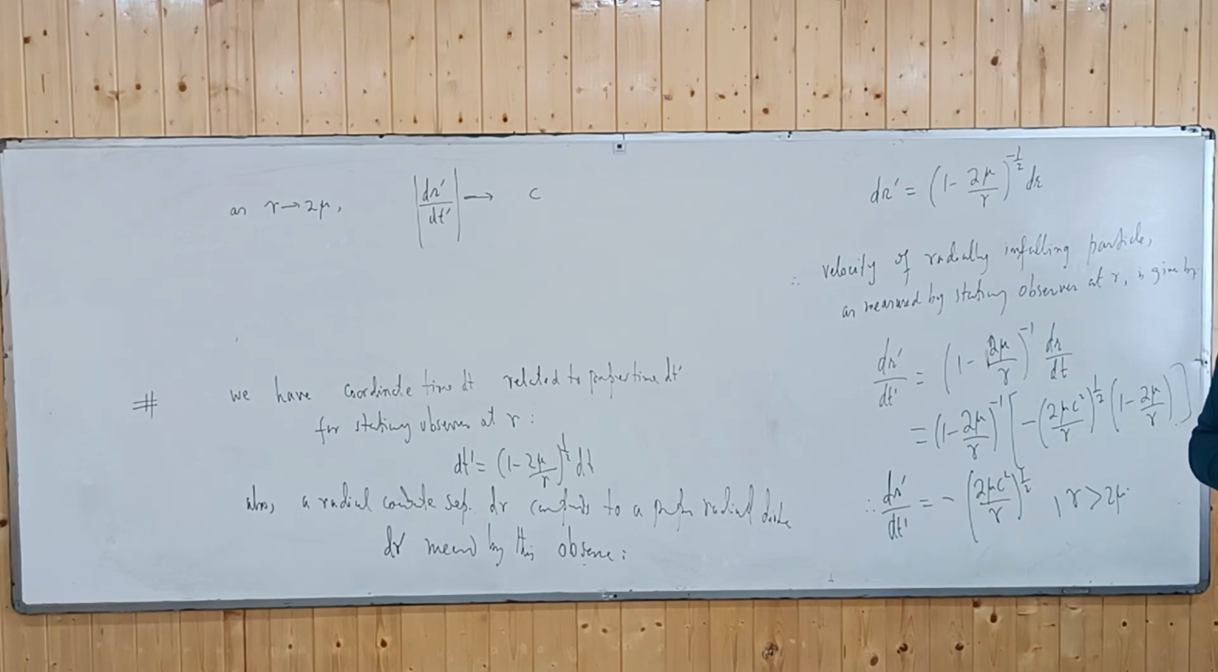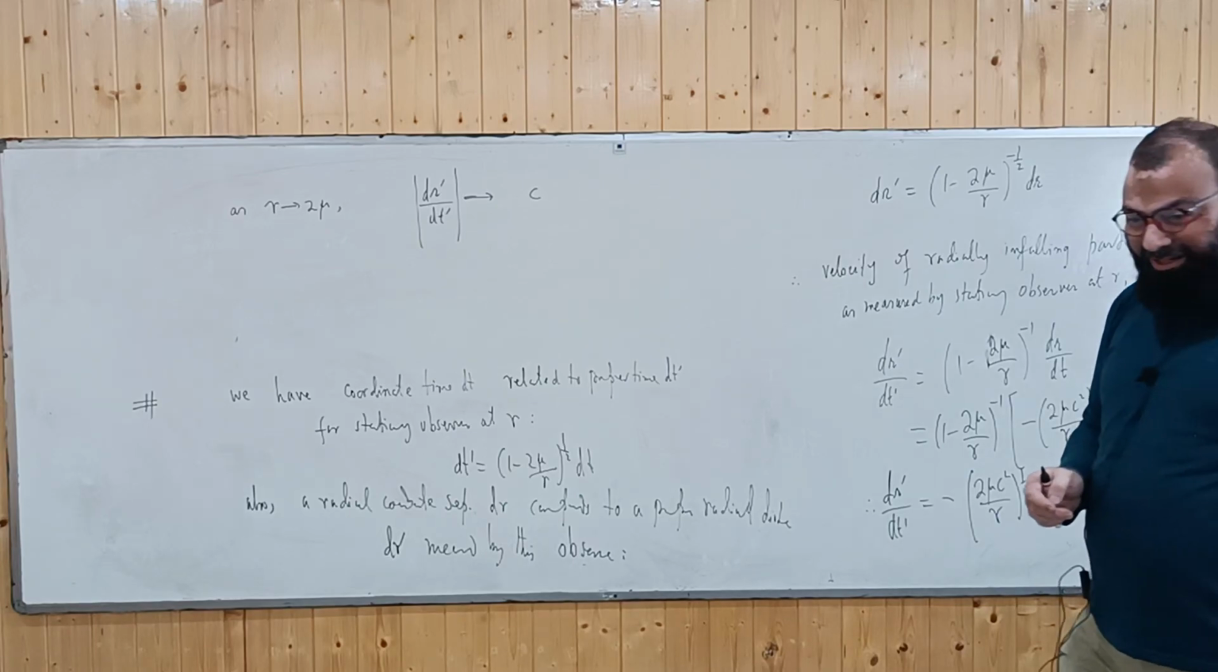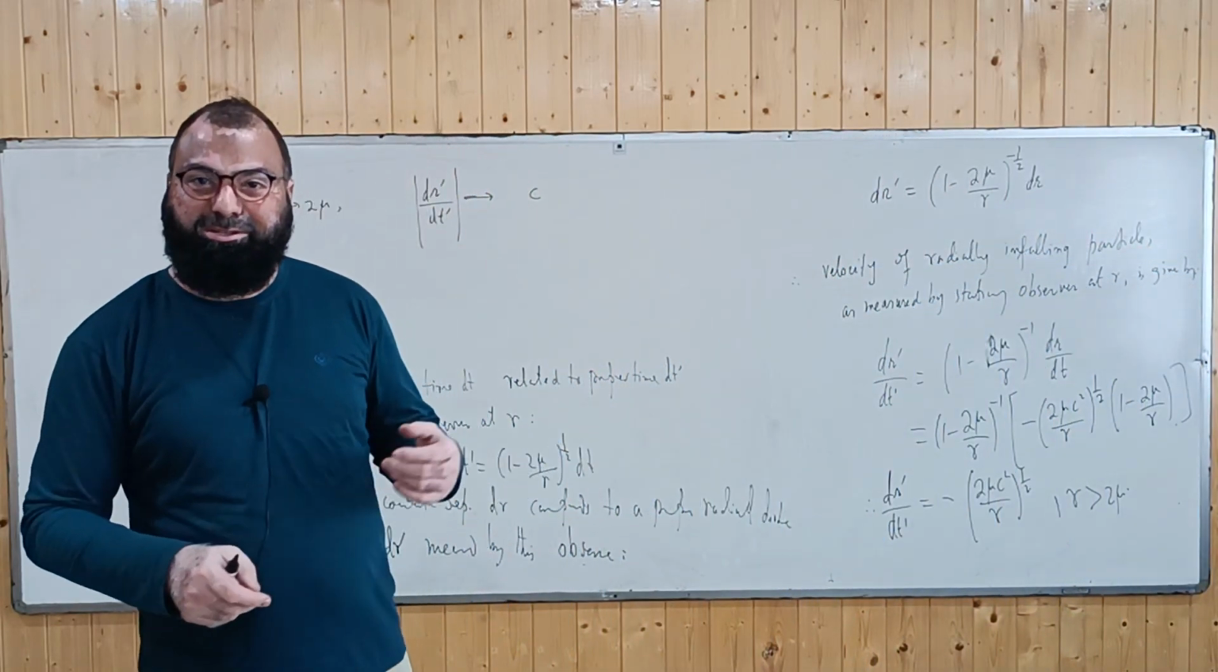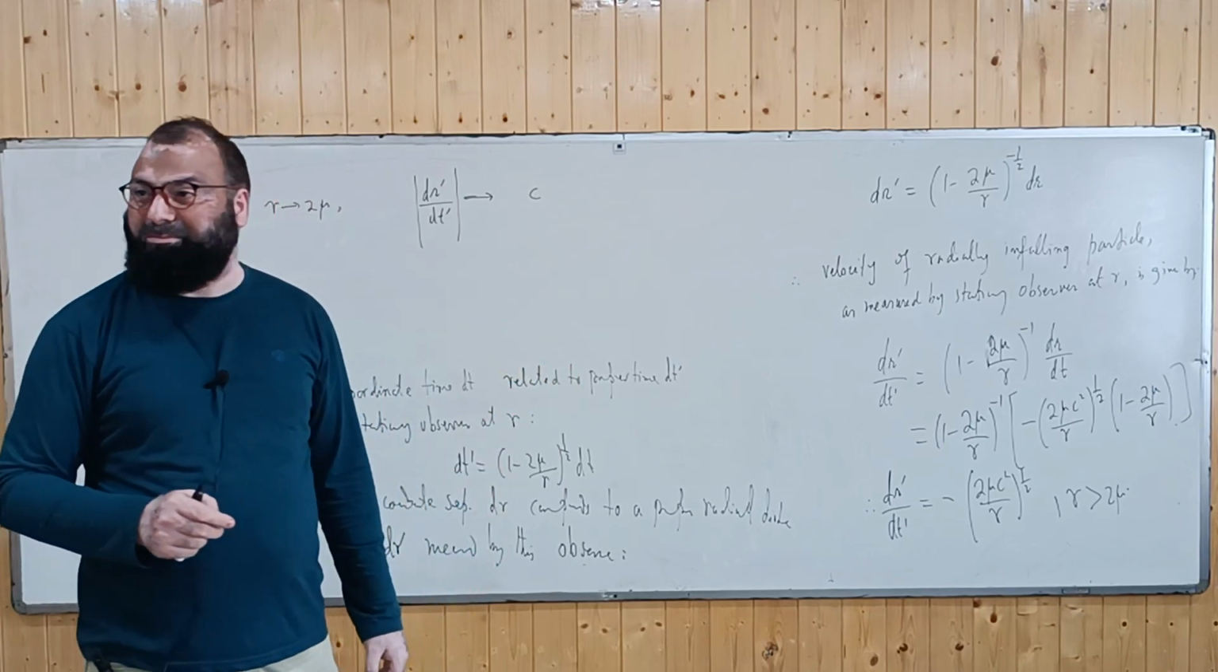Do you think there is a problem? Huh? Do you think there is a problem? The problem is here, since our solutions are valid only for what? R greater than 2 mu. We are not looking at r equal to 2 mu or r less than 2 mu. Clear? Okay, so this is all analysis for the massive particles.